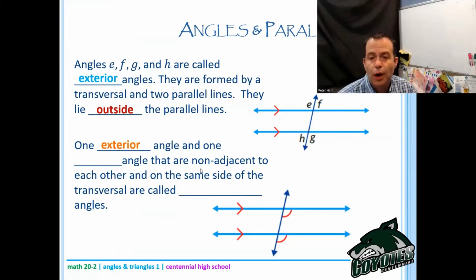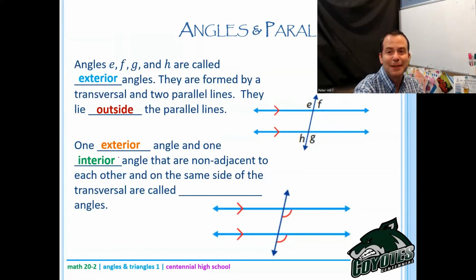Okay, one exterior angle and one interior angle that are non-adjacent to each other and on the same side of the transversal. Now, that's a big, complicated mathematical way of saying, hey, look, both of these angles, just let me get my ink going again here.